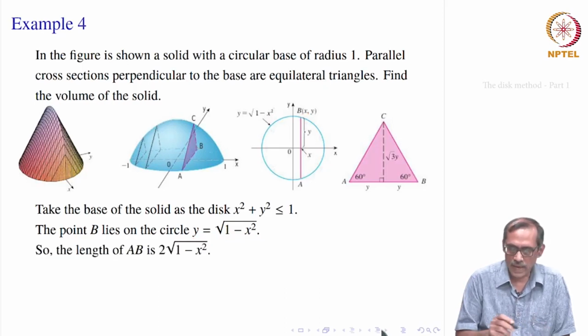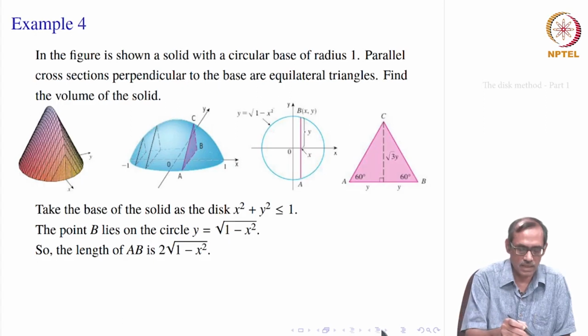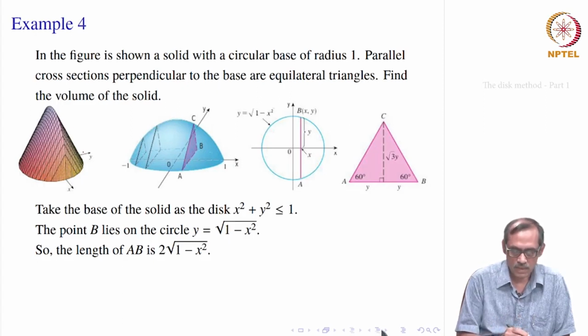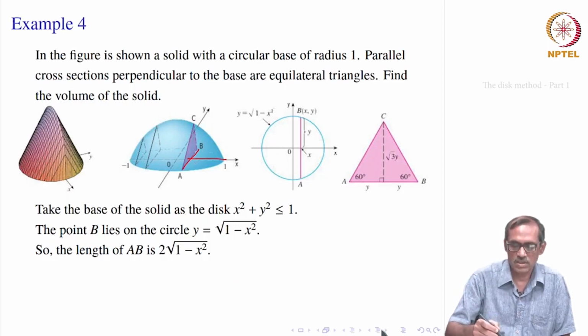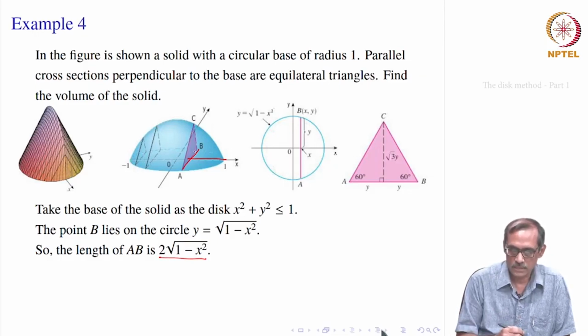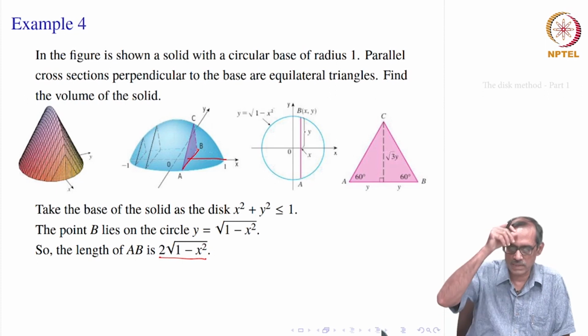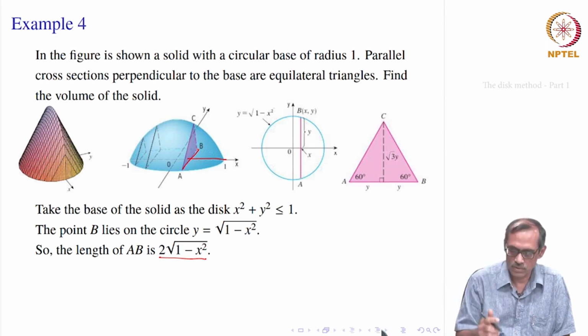So, the length of AB, we want to find the length of the side of that equilateral triangle. Length of AB will be equal to twice that because the x axis goes in the middle of it. So that should be equal to twice the square root of 1 minus x square. In fact, the side AB equal to BC equal to CA equal to 2 times square root of 1 minus x square. We need to find the area, this is the cross sectional area. We can use the slice method directly because the disc method is anyway coming from the slice method. So, let us see how it goes.